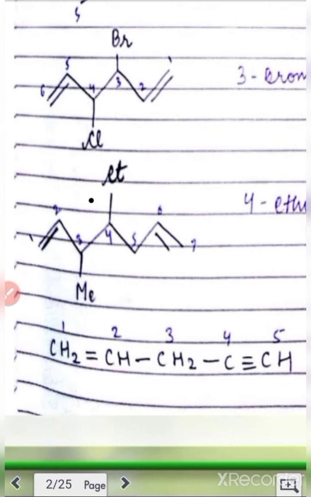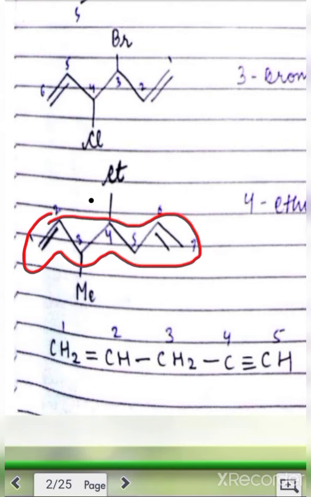Now in this, if I open this ET into CH2 and CH3, then too it will make no difference because our principal carbon chain would contain the double bond. So this would be our principal carbon chain. Accordingly, the name and the numbering has been done. You can look into it.